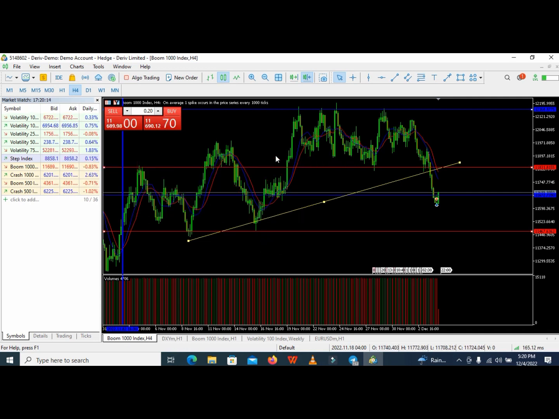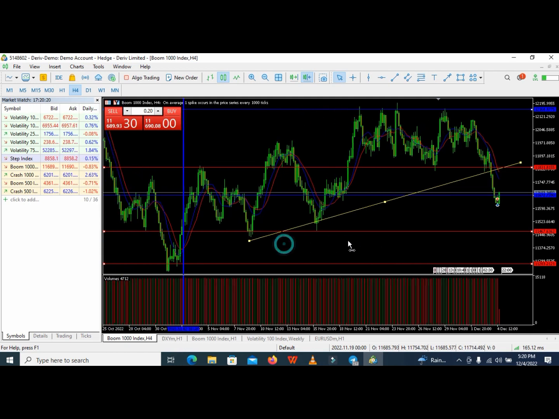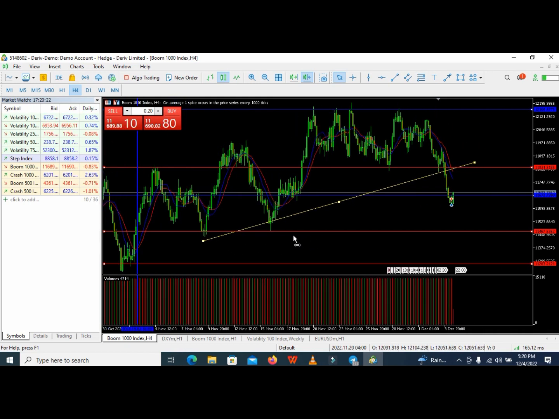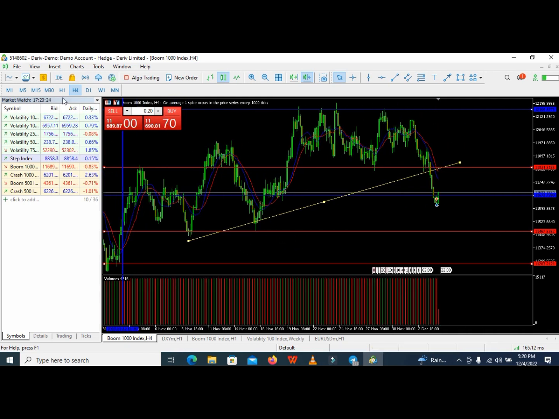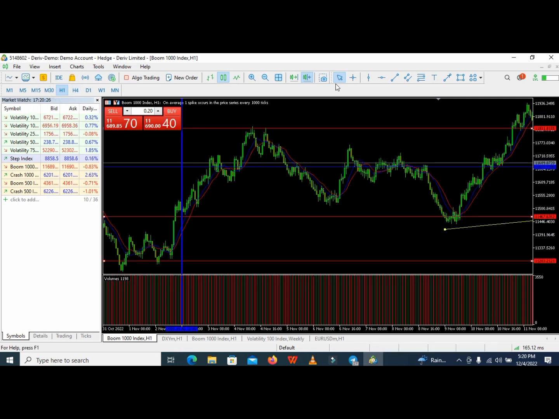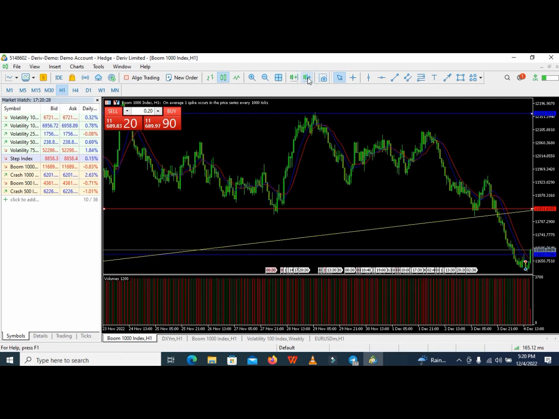Then you keep on selling until you get to this last one, the previous one here. You see that there are previous lows here. So these are the things that you have to consider when you are placing your trade. Alright, then we come to 1 hour. Come and look at how it is.